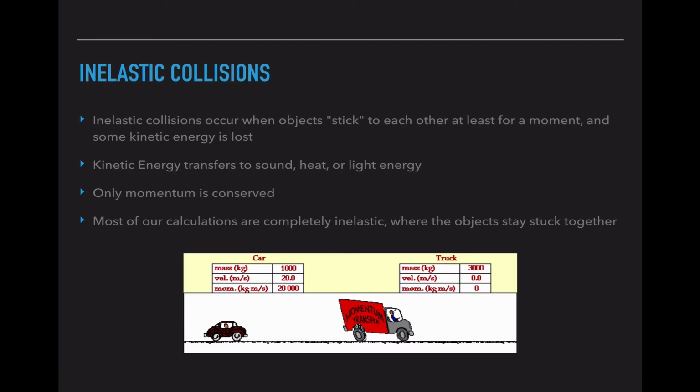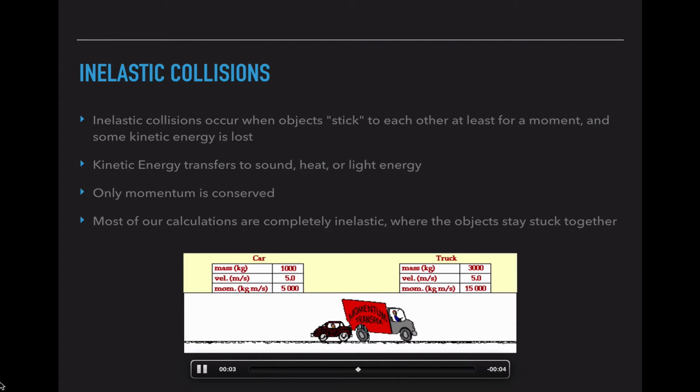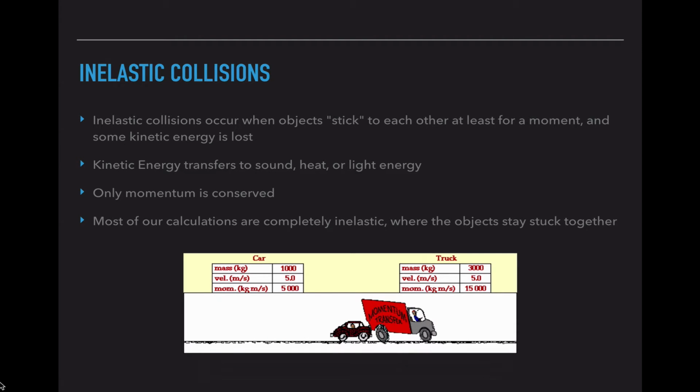So most of our calculations are completely inelastic. That means that the objects stick together and they stay stuck together. So for example, with this video, as I play the video, the car travels forward, gets stuck underneath the back of the truck. Notice that the car has a momentum of 20,000 kilograms times meters per second, and the truck has 0. Once the collision occurs, the car's momentum drops down to 5,000, and the momentum of the truck is 15,000.